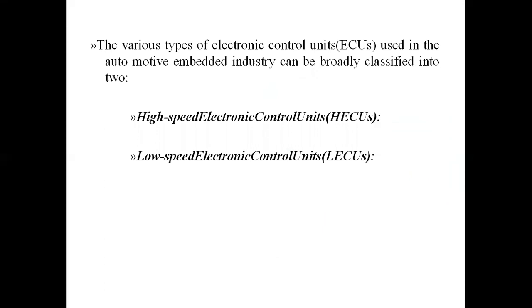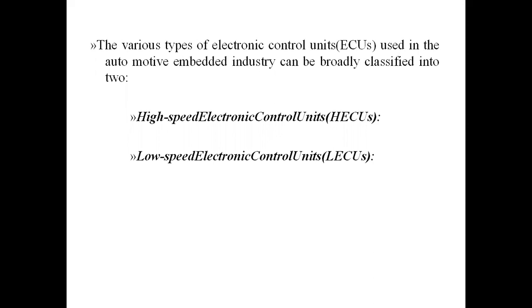So the various types of electronic control units used in the automotive embedded industry can be broadly classified into two: high speed electronic control units and low speed electronic control units. The high speed electronic control units are deployed in critical control units requiring fast responses. They include, for example, fuel injection systems, anti-lock brake system, that is ABS, engine control and steering controls, transmission control unit, and central control unit.